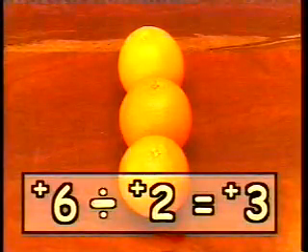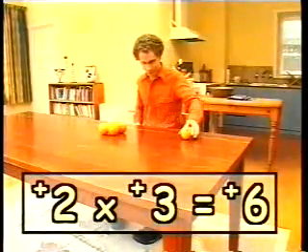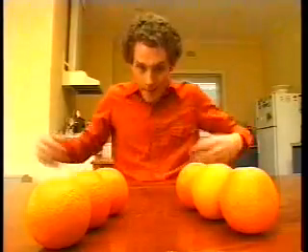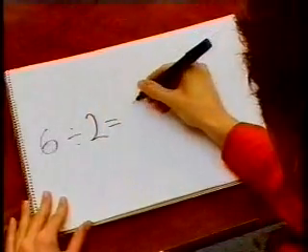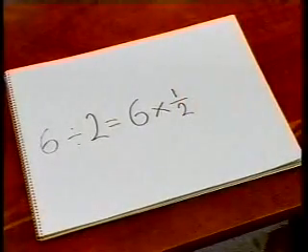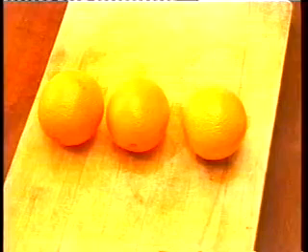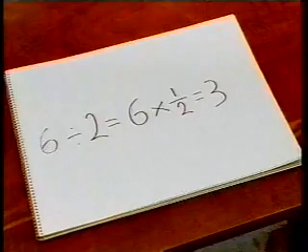If we reverse the operation, 2 lots of 3 oranges make 6 oranges. We're back to where we started. In fact, we can even write a division calculation as a multiplication. I'll show you. 6 oranges divided by 2 is the same as 6 times a half. 6 half oranges, which is 3 whole oranges. Dividing by a number is the same as multiplying by 1 over the number. So the rules for dividing integers must be the same as for multiplying integers.